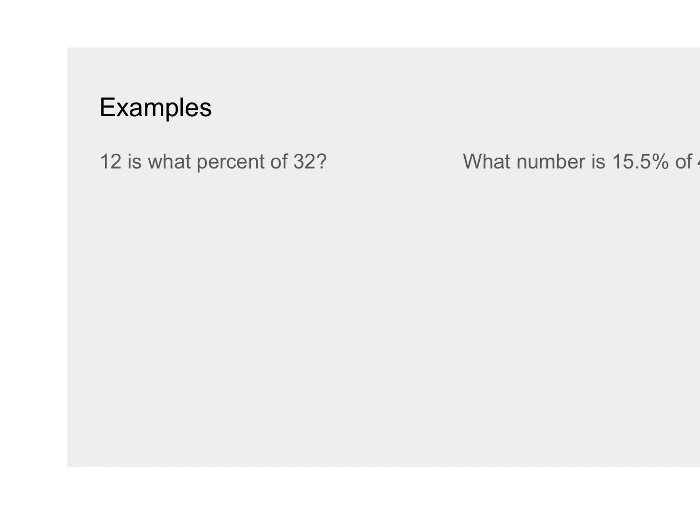So, 12 is what percent of 32? What's a part? 12. Why is 12 on the top? Because it says is. So, 12 is what percent of 32? 32 on the bottom, and then x over 100, because it's asking what percent, so we don't know what the percent is, so the x has to be above the 100. Okay, 12 is the part of 32.